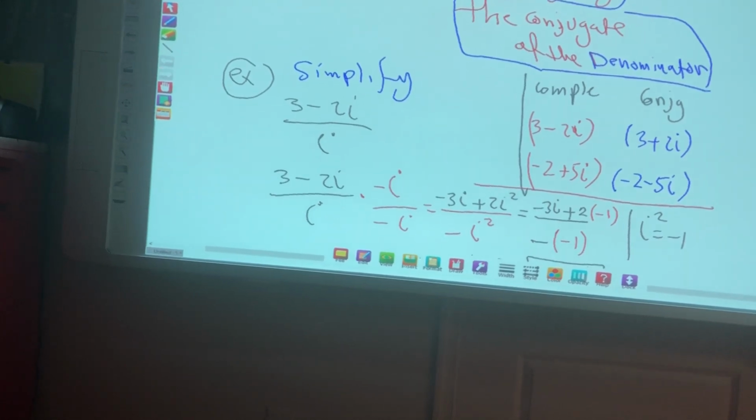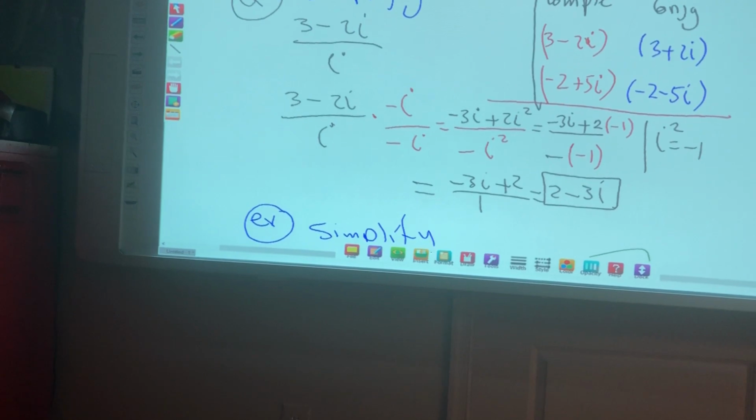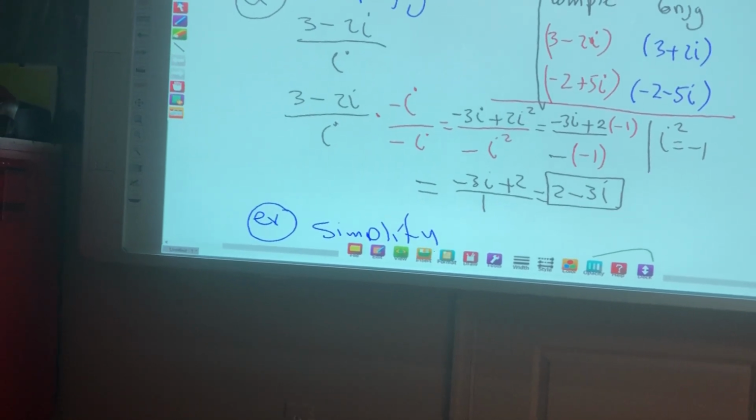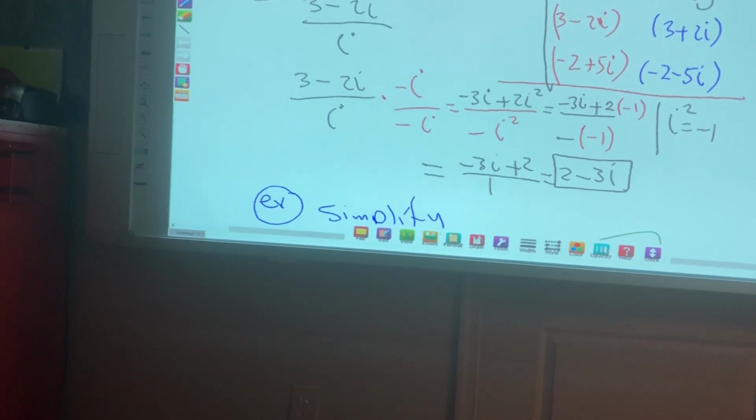What I did, I multiplied the numerator and the denominator by the conjugate of the denominator, which is negative i. Let us go back a little bit.